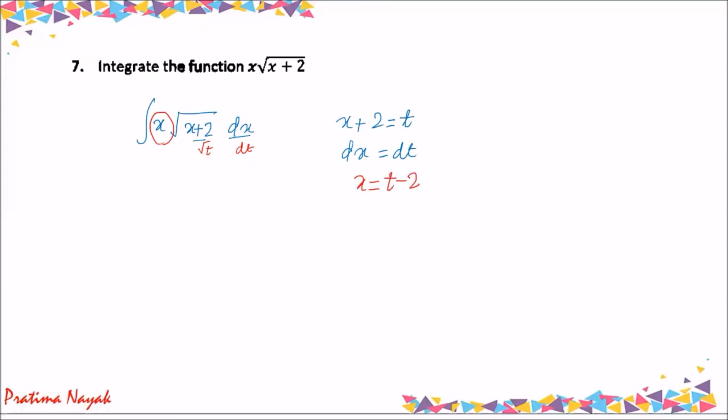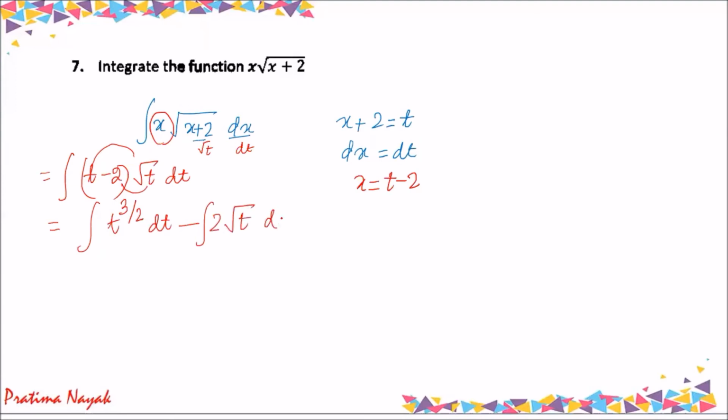So now replace it. Everything will be converted to t; only then it will be correct. So this will be t minus 2. x is replaced. This is root t and dt. Now multiply. t into root t is how much? t to the power 3 by 2. This is one function. Minus 2 into root t. This is another function. Now integrate with the formula for x to the power n.